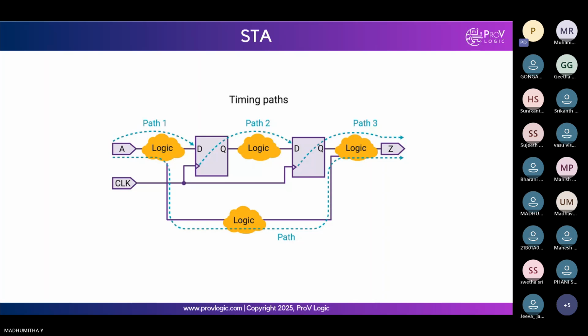So there is a command for that: set_multicycle_path. Using this command, you have to mention which path is a multi-cycle path. If you mention that these set of paths are multi-cycle paths, the STA tool will do the timing checks for them accordingly.